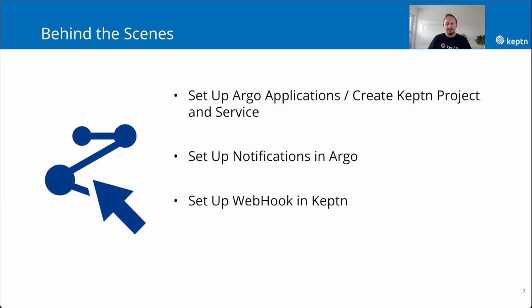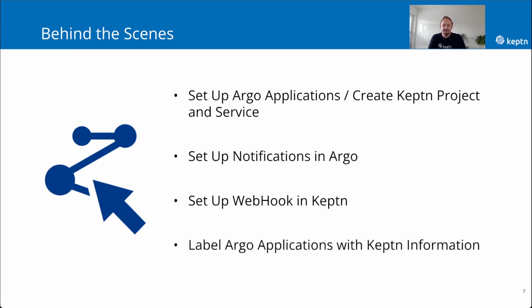After that, I set up a webhook in Keptn so that Keptn can trigger the deployment of Argo. And last but not least, I labeled the Argo applications with the Keptn information as we saw before. So I added the information about stage, project and service in ArgoCD to get some kind of correlation between Keptn and ArgoCD.